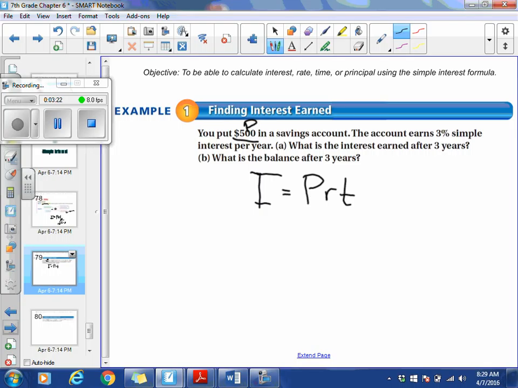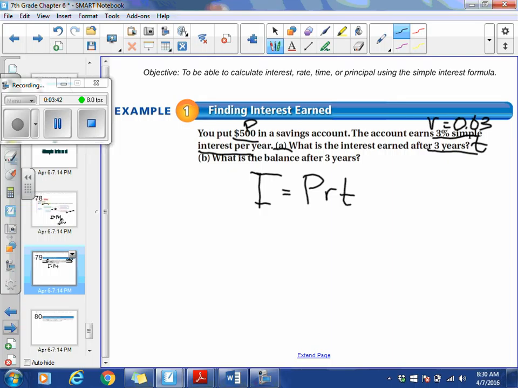The account earns 3% simple interest per year. So that's our rate. Our rate is 3% as a decimal. 3% is 3 out of 100, which looks like 0.03, per year. Part A says, what is the interest earned after 3 years? Okay, so there's our time.